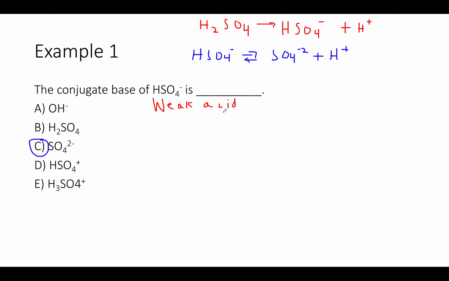It's losing that proton. So I'll say it again. After the acid donates a proton, the result is the conjugate base. So here, HSO4 minus is donating a proton into the solution. You're getting the hydrogen ion, and you're left with the conjugate base and the conjugate acid. So HSO4 minus has lost a proton, and its conjugate base is SO4 2-.